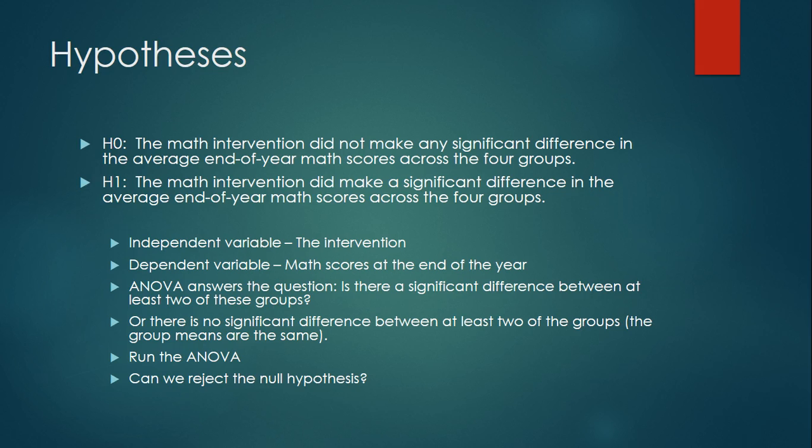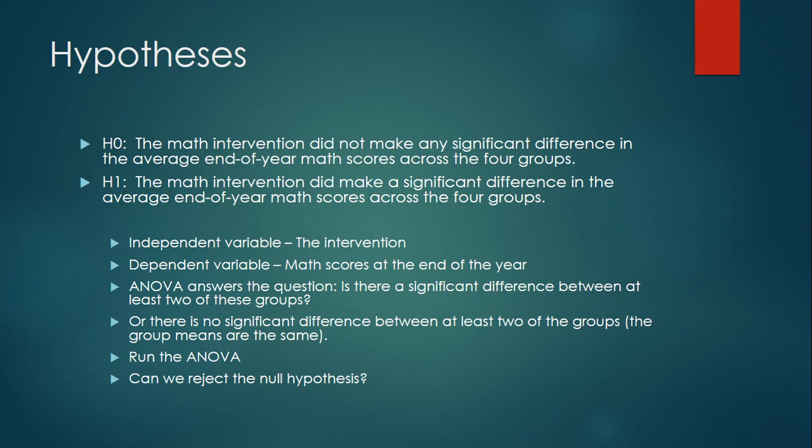ANOVA answers the question, is there a significant difference between at least two of these groups? It could be three groups that are statistically significantly different. It could be all four, but it's got to be at least two to get a positive result out of an ANOVA. Or is there no significant difference between the groups? And that basically means that the group means are the same. Each of the individual group averages is the same.